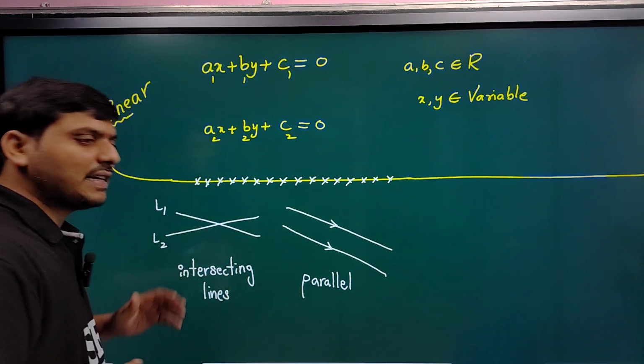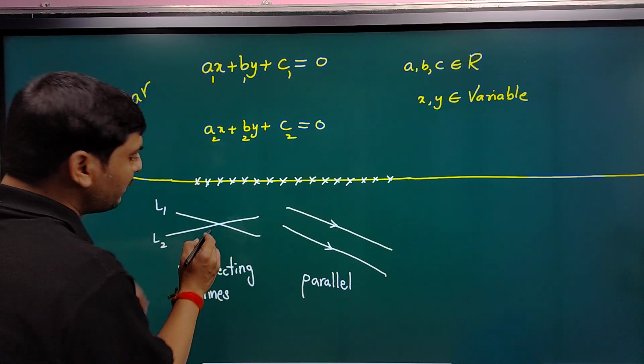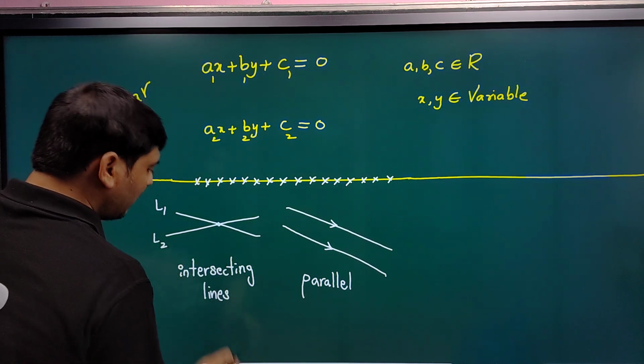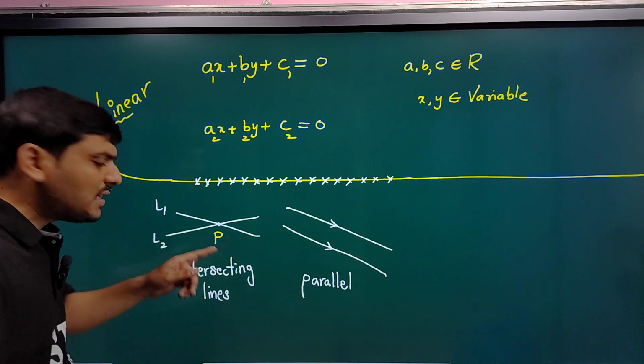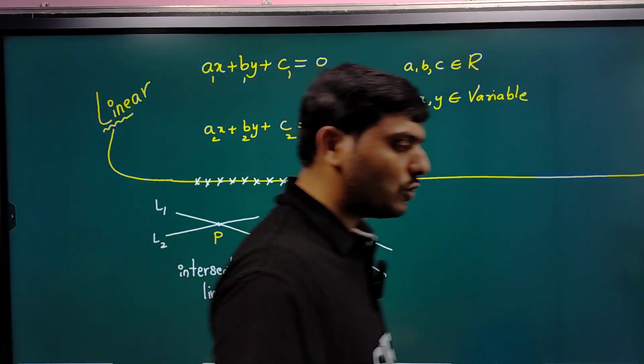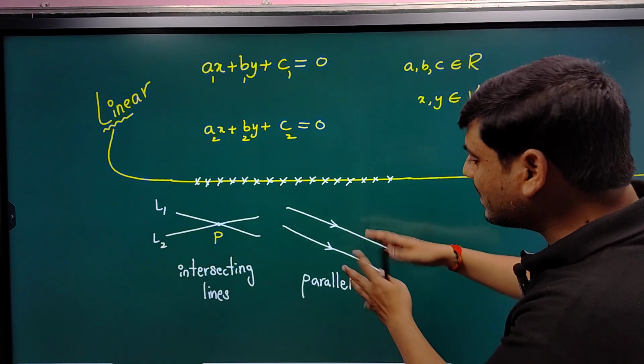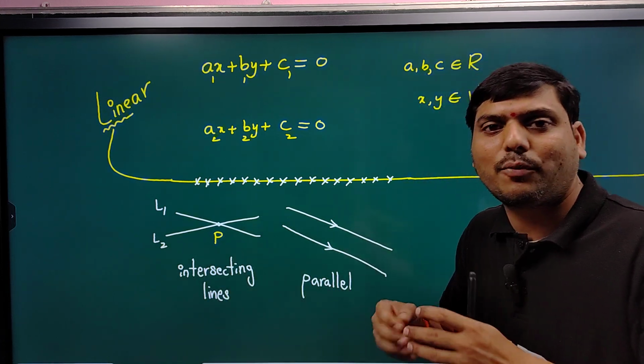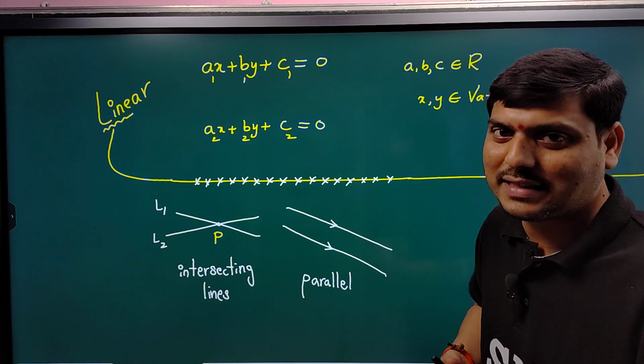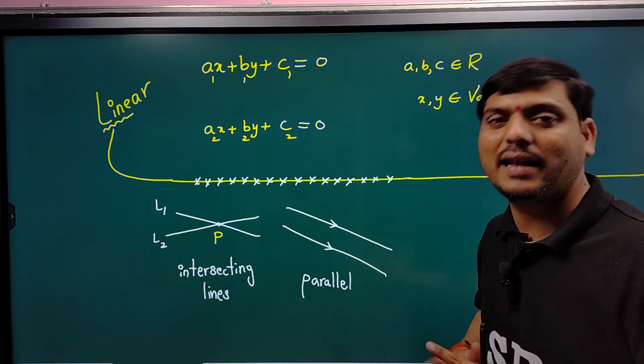This is intersecting lines, because these two lines meet at one point, that is represented as P. P is the common point of the two lines. So these two lines are called intersecting lines. These two lines do not have even one common point. These two lines are parallel lines.